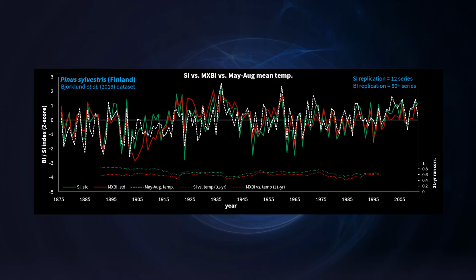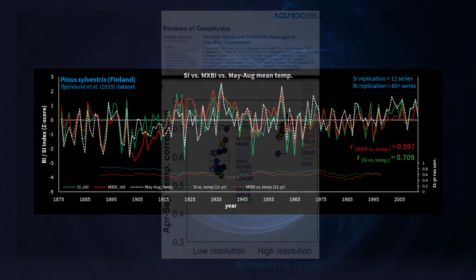And also looking at the running correlations, we can see that throughout the whole period, surface intensity surpasses the results that we see with blue intensity. And looking at the correlations, blue intensity correlates at about 0.6, where for surface intensity the correlation in this case is almost 0.71, so a considerable difference.